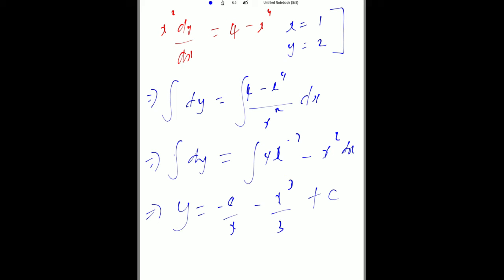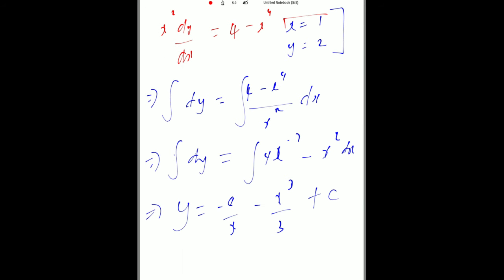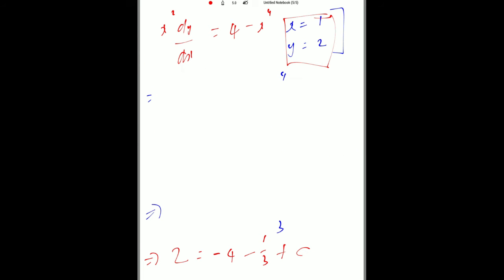So our job now is to find out what this c is. What is this c that we're making reference to? What is the actual value of it? And we're going to be using these values here to figure that out. So x is equal to 1 and y is equal to 2. So substituting that would suggest that 2 would be equal to negative 4 minus 1 over 3 plus c. So let's find the value of c. c would be equal to 6 and 1 over 3.